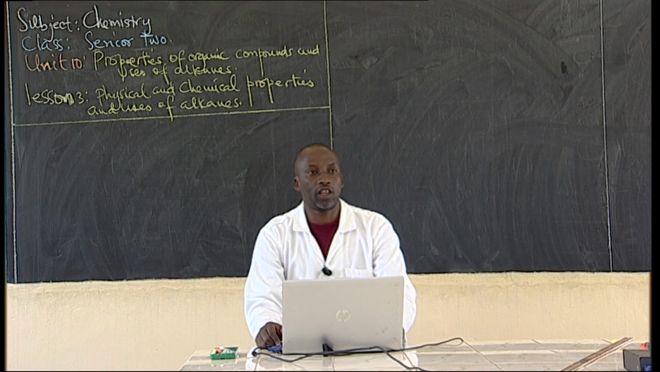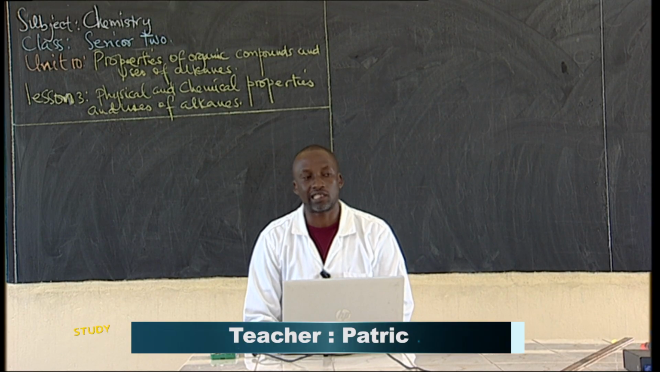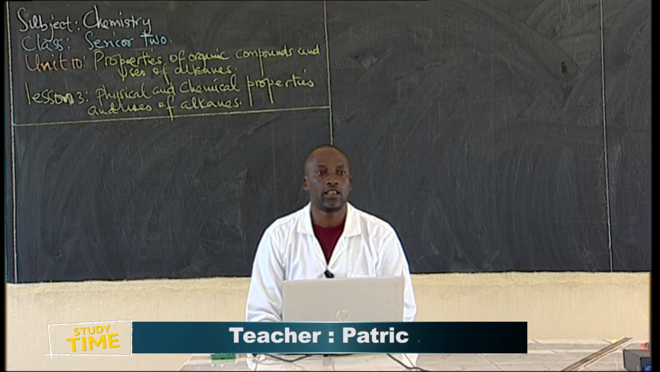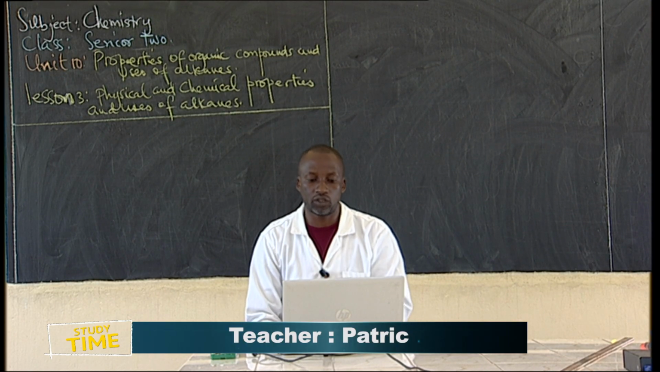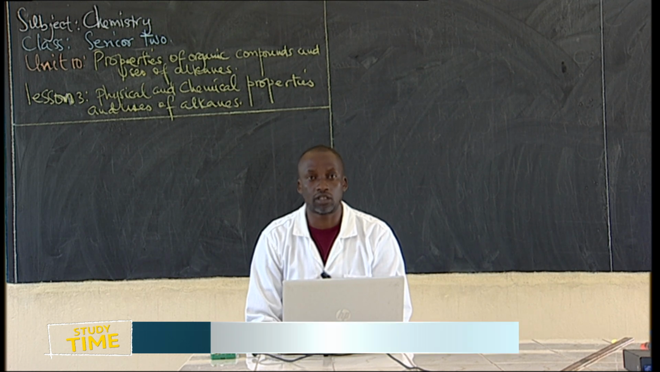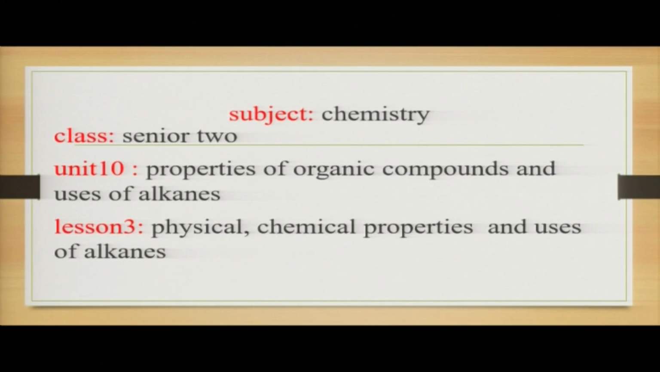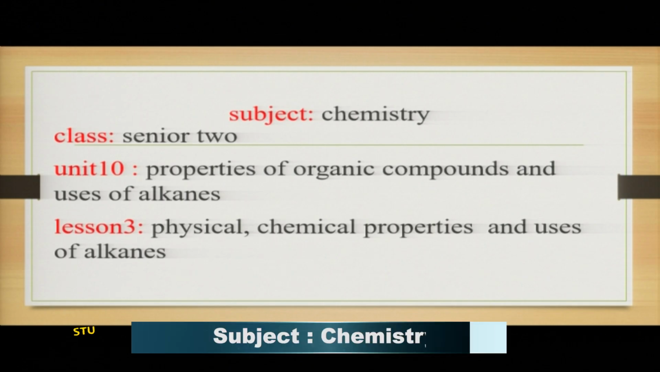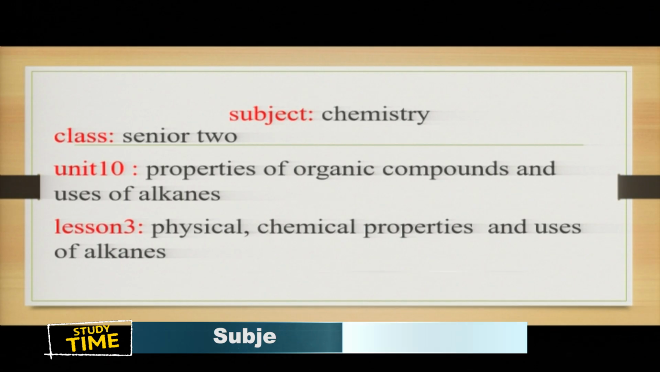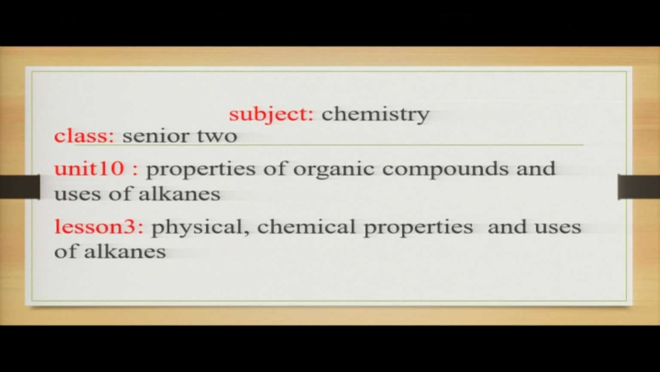This is chemistry lesson. We are still on unit number 10. Remember about the properties of organic compounds and uses of alkanes. I'm just excited once again to be with you in lesson number 3. We'll be looking at the physical properties, the chemical properties, and then finally the uses of these alkanes. So that is basically what we are going to look at.